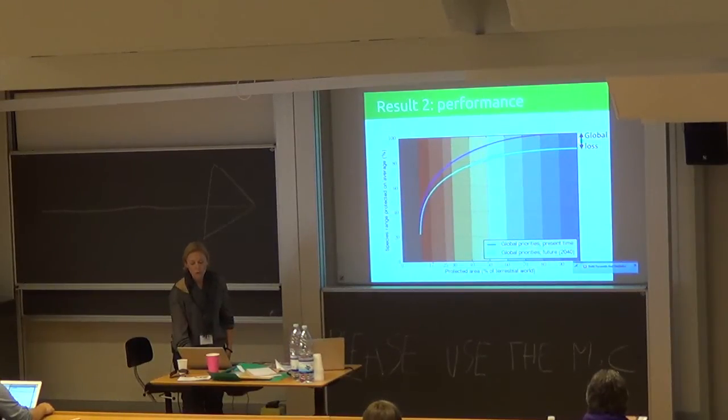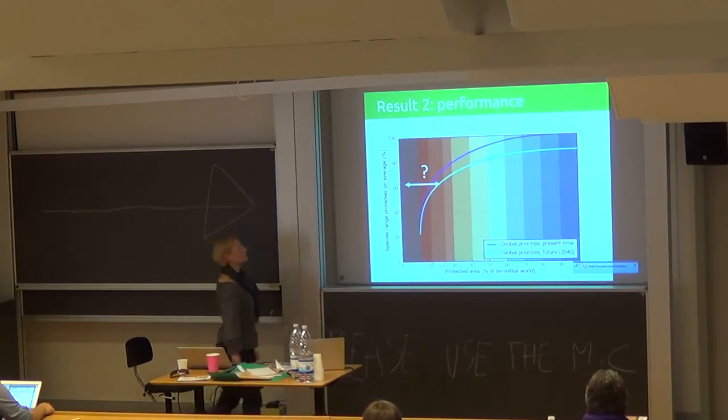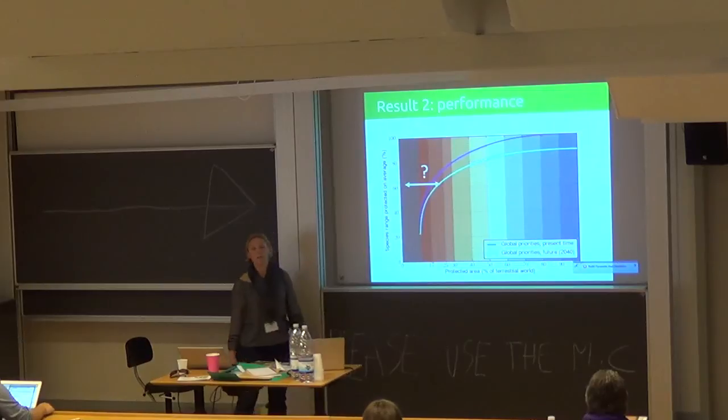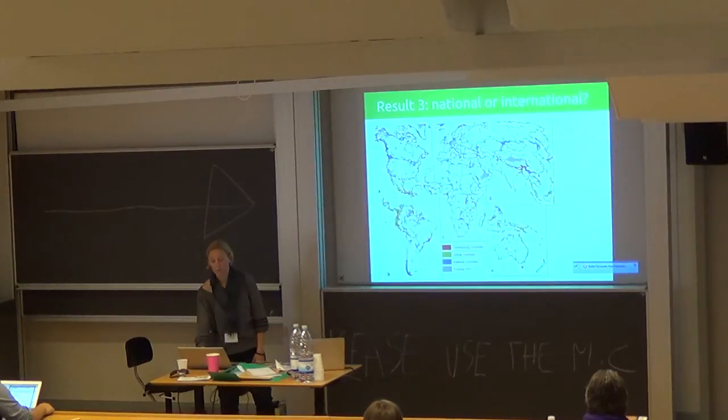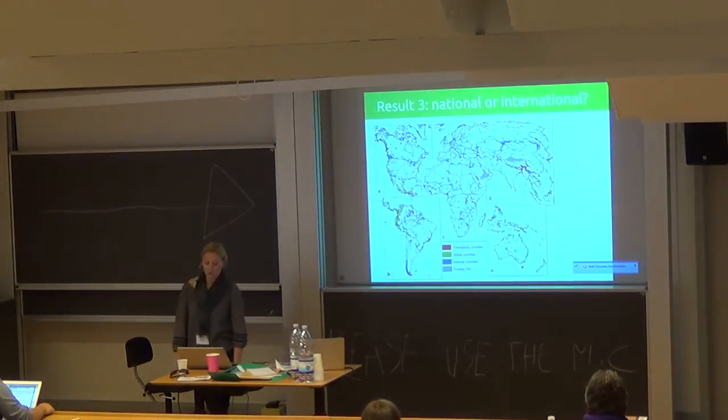There's a global loss, and then there's a question that because of the global loss and land use change, should we actually raise the target of conservation? So should we protect even more in order to keep the same potential level of biodiversity protection?